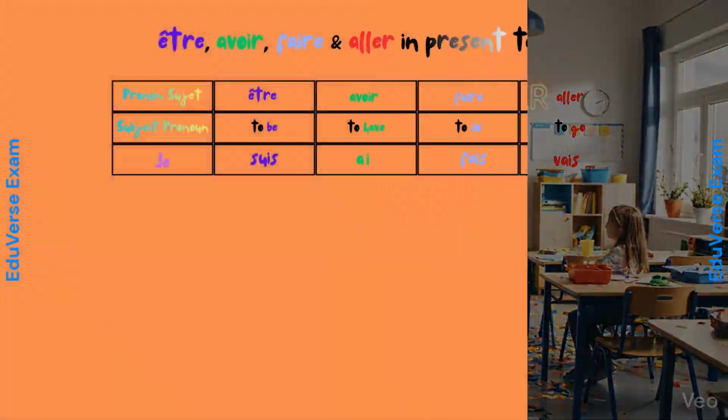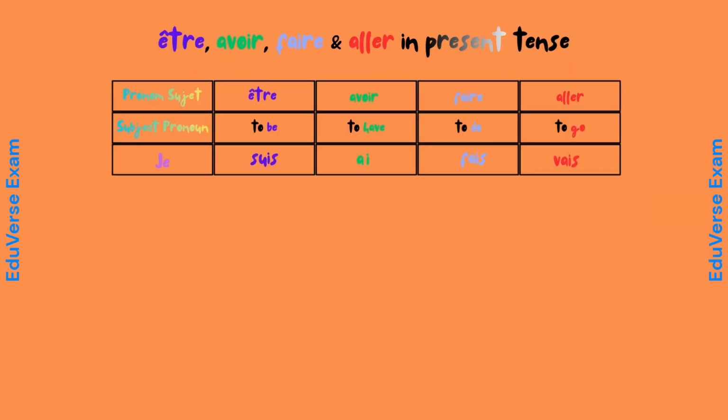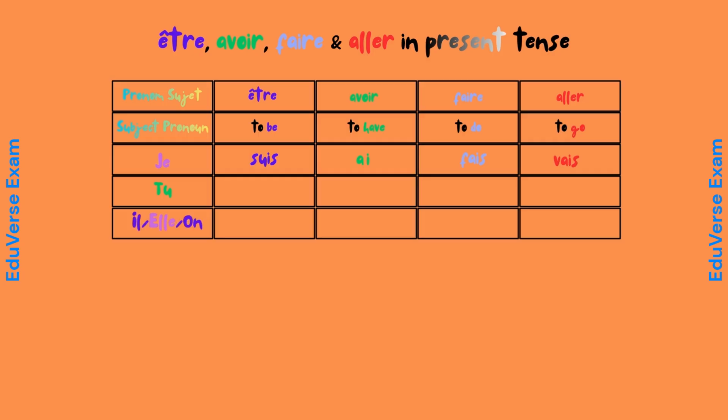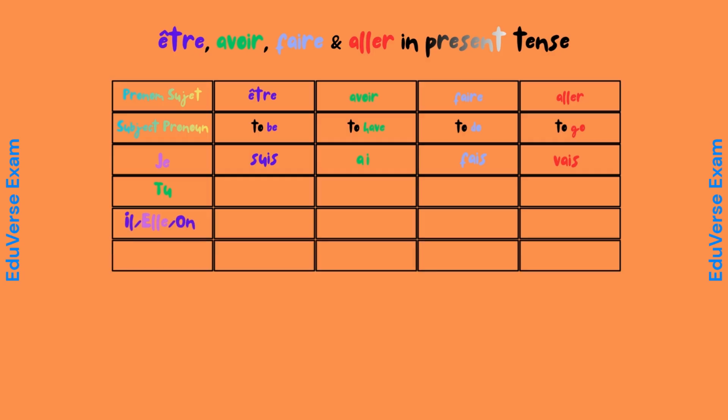Être. Alright, let's move on to part 2. Let's draw the next row. Let's fill up the first cell with 2. Let's draw the next rows and fill their first cells with the subject pronouns.